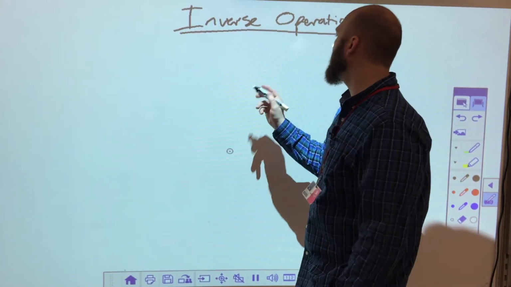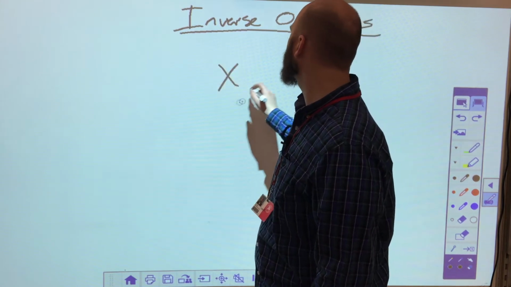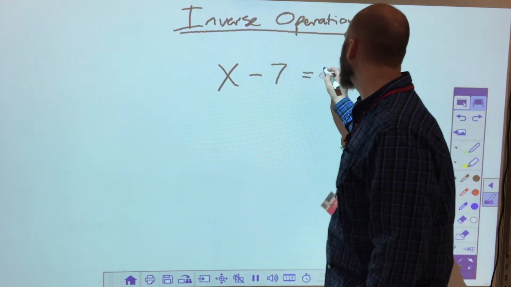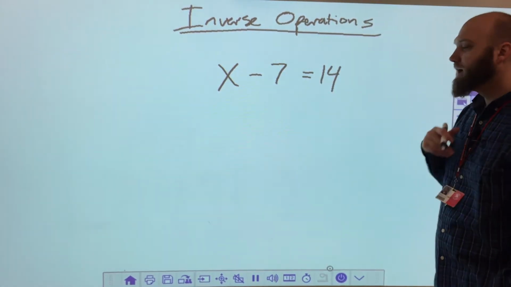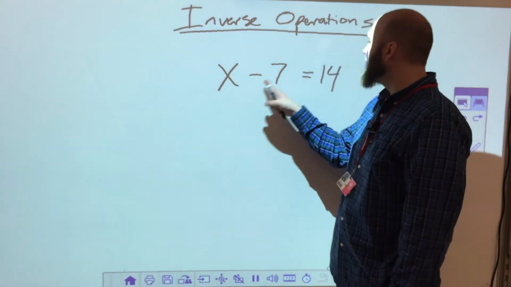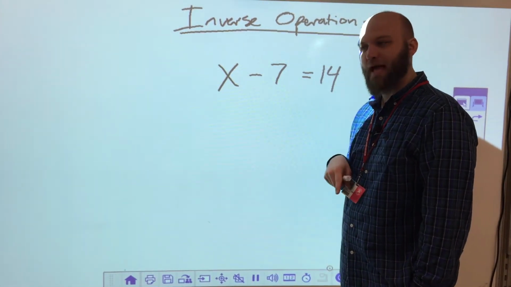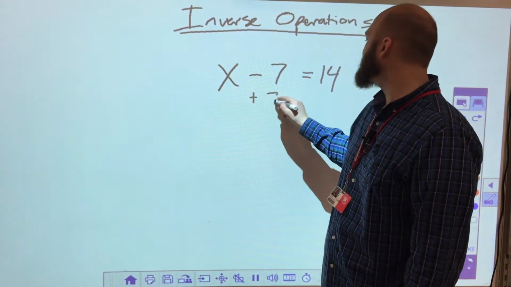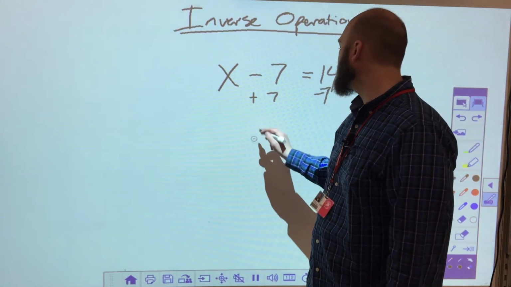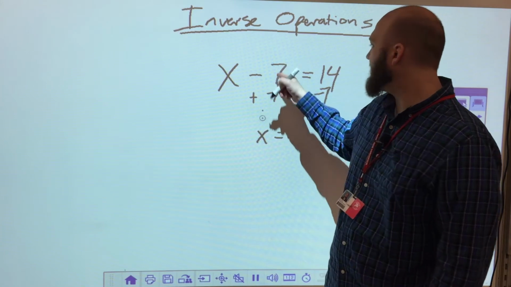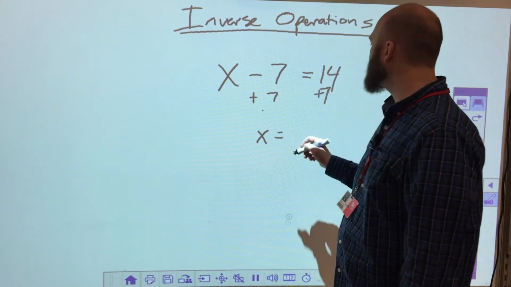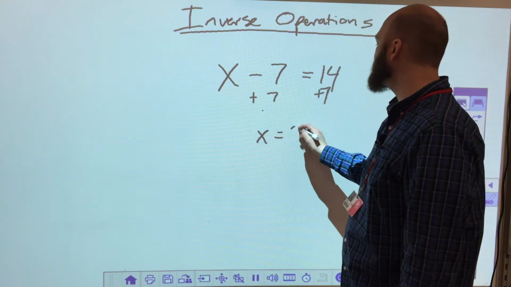Let's do x minus 7 equals 14. X minus 7 equals 14. Okay, so inverse operation. Instead of subtracting 7 from x, let's just add 7 to both sides. And I'm left on this side with x. Negative 7 plus positive 7, they cancel each other out. And 14 plus 7, I'm adding 7 to both sides, is 21.